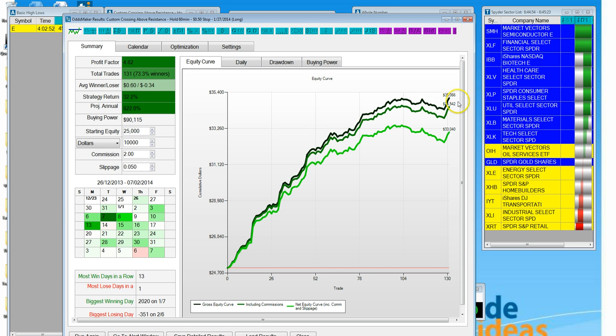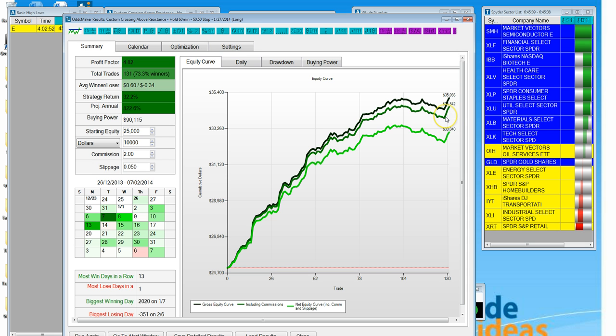So what does this line mean? This line is the equity line that I'll call the unreal equity line. This does not take into account the fact that we all have to pay commissions, all right, and the fact that there could be some slippage involved. And if you don't know what slippage is, I will explain it.